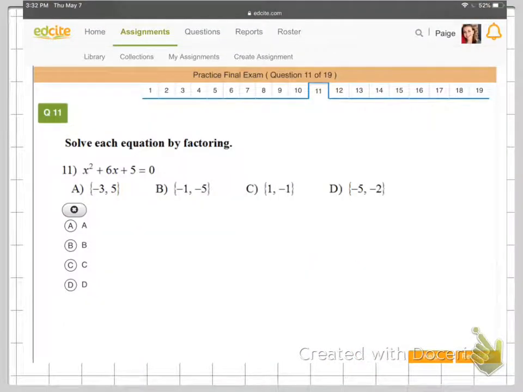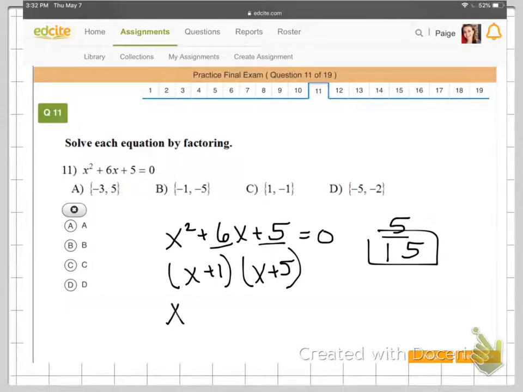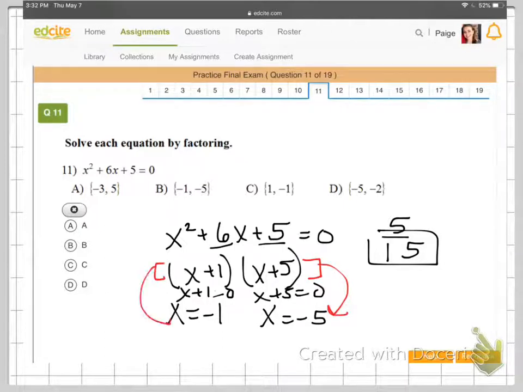Okay, number 11 is starting to factor. So I've got x squared plus 6x plus 5 equals 0. So I'm going to find factors of 5, which is just 1 and 5. Okay, now I want to get 6, so shocker, we're going to use 1 and 5. So I've got x plus 1, x plus 5, and then our last step is set equal to 0. So x equals negative 1, x equals negative 5. So like I said, you could go and set this equal to 0 and solve it, or you can just take this step and flip the signs to get us those answers. Okay, so negative 1, negative 5 would be B. So 11 is B.